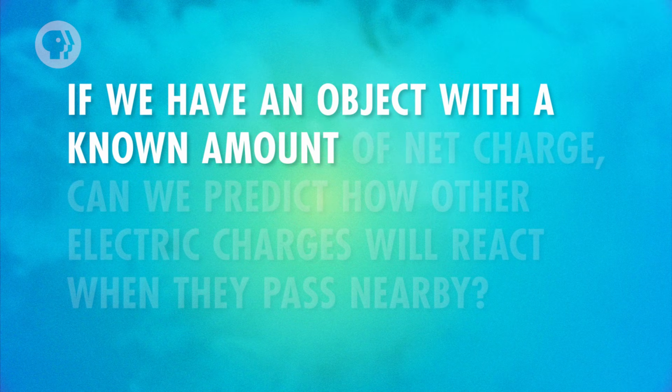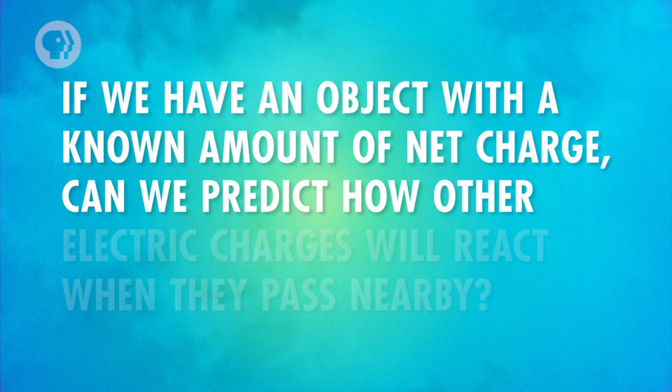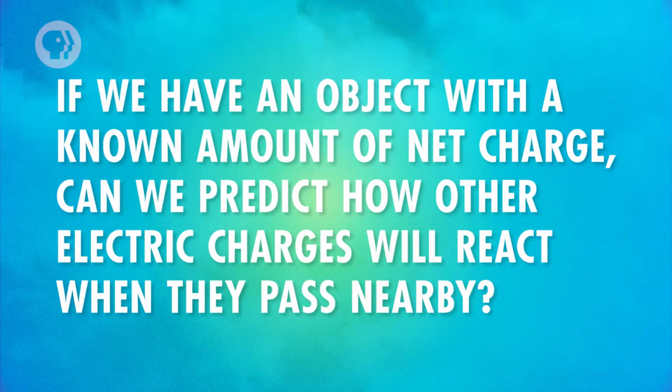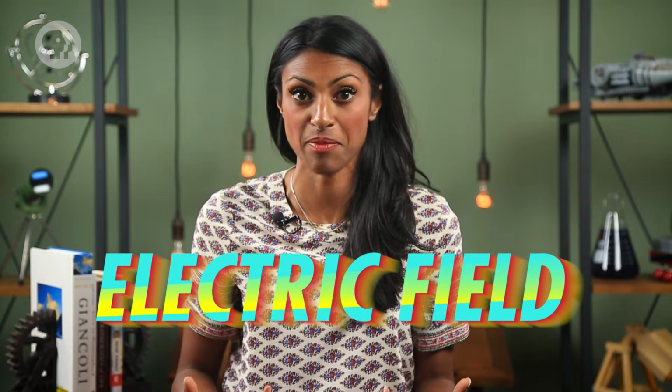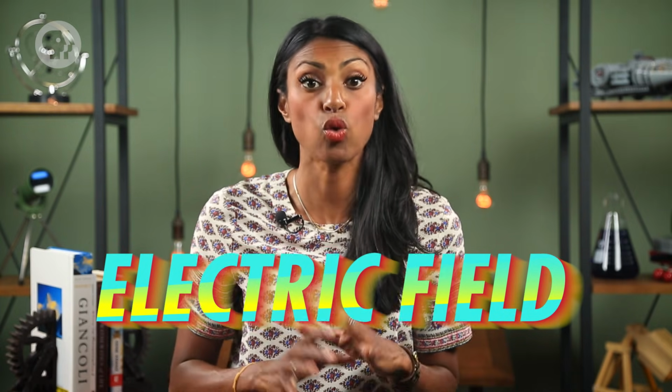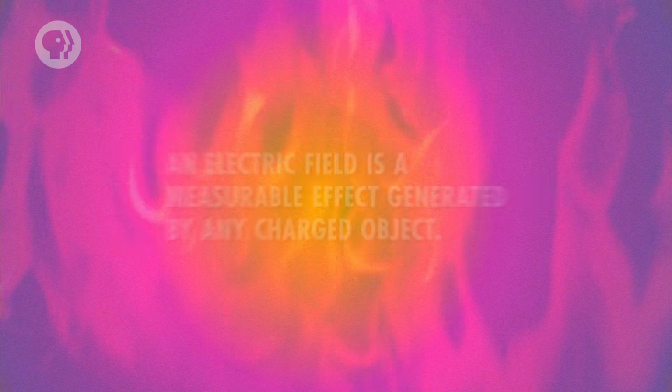So we want to describe complex situations involving charged particles using more than just Coulomb's law. If we have an object with a known amount of net charge, can we predict how other electric charges will react when they pass nearby? Well, British scientist Michael Faraday came up with a way to do just that. He hypothesized that every charged object generates an electric field that permeates space and exerts a force on all charged particles it encounters. And he was right.